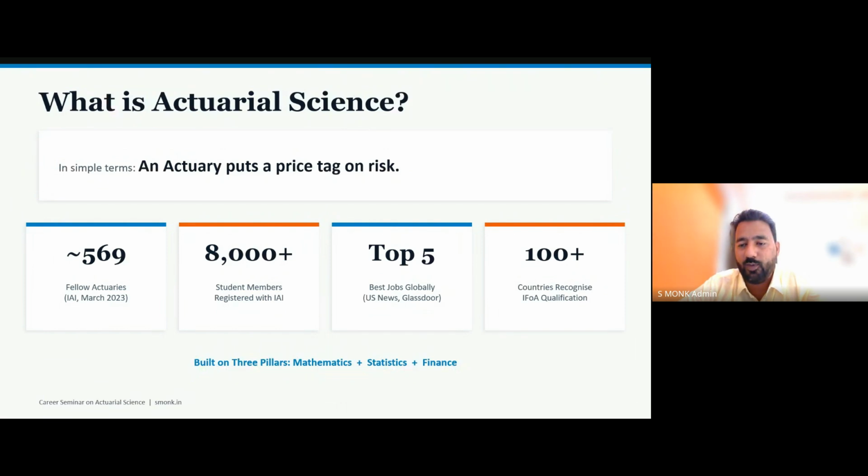There's a question in the chat box which says, are actuaries in the healthcare and investment industry? Yes, they are very much in the healthcare and insurance industry. We'll discuss that in more detail in some of the slides to come.